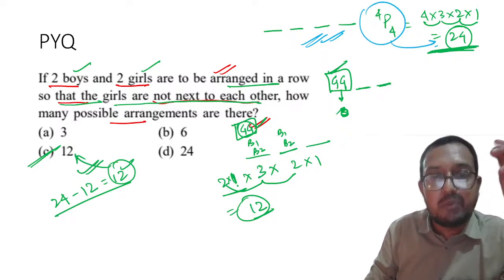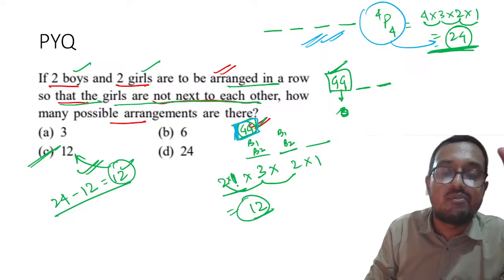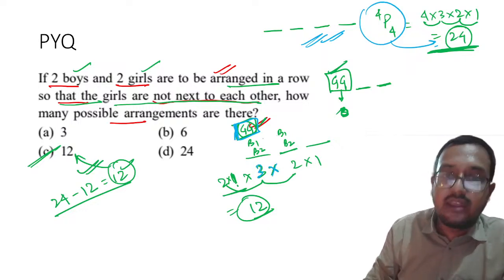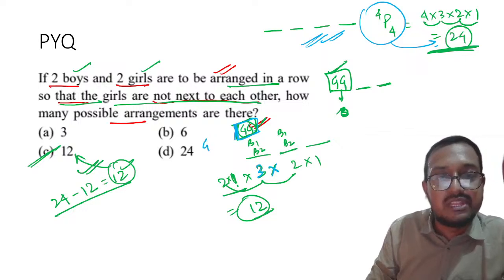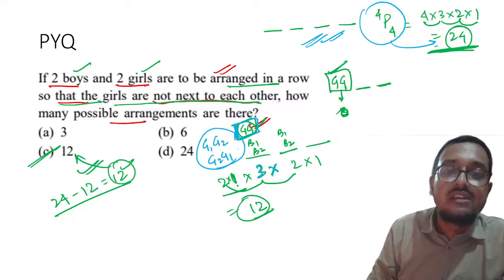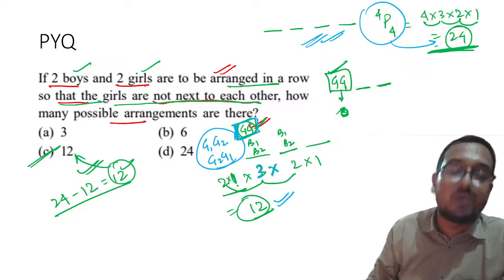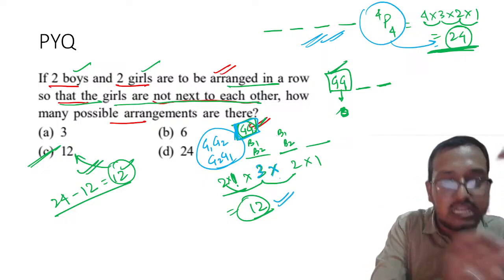Now what I will do, I will put both the girls together. I will stick them together, glue them together. So now 3 into 2 into 1, right? And both the girls can be changed within each other, G1, G2 or G2, G1. So there are two possibilities. So I will multiply it with 2 to get 12 possibilities where girls are sitting together.